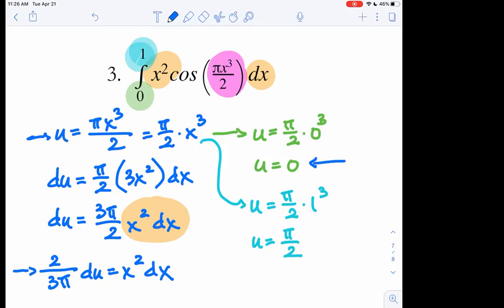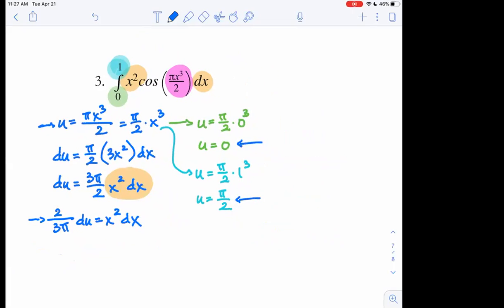I found the bottom number is actually still going to be 0. So sometimes that happens, but you have to go through the process. You can't just say that it's going to be the same, okay? And then the top bound now, instead of being 1, is going to be pi over 2, okay? So these are the things that I'm going to substitute into my integral.